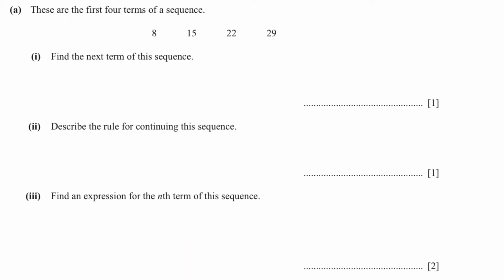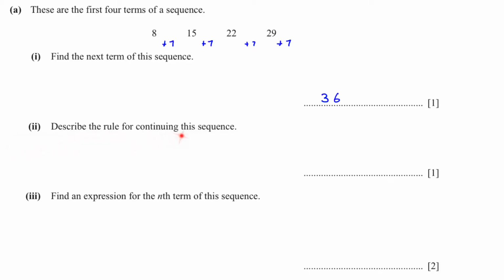Moving on to the next question. This is a sequence question. A. These are the first 4 terms of a sequence: 8, 15, 22, 29. A1, find the next term of this sequence. To get the next term, what are we doing? 8 plus 7, 15, 15 plus 7. So we have to add 29 plus 7 and we will get 36. So that's our next term.